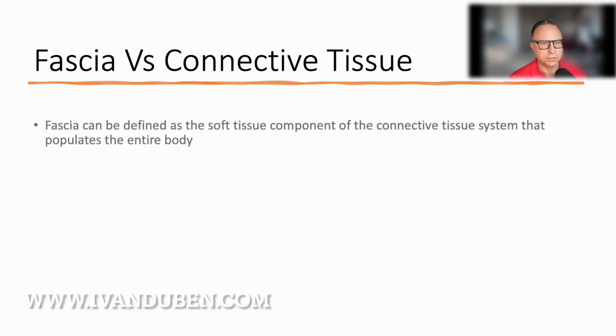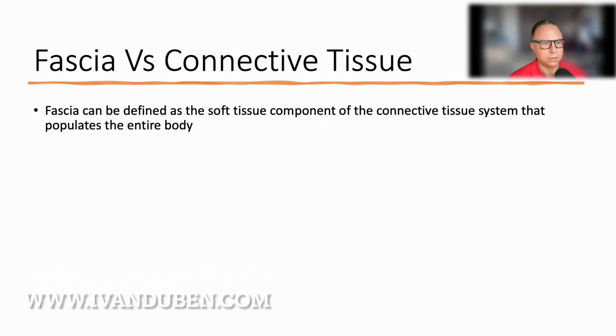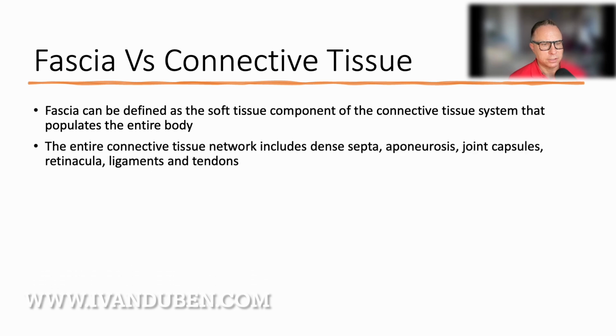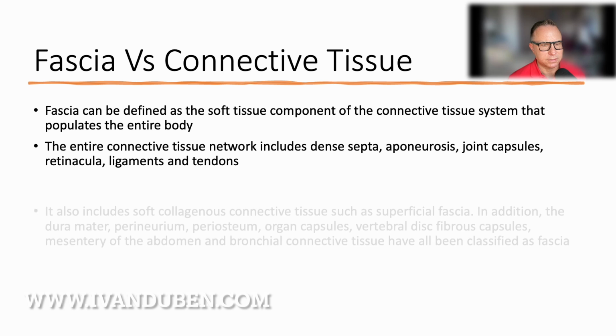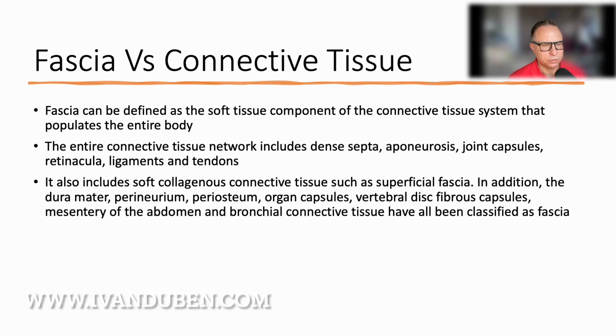Defining fascia versus connective tissue. Fascia can be defined as the soft tissue component of the connective tissue system that populates the entire body. The entire connective tissue network includes dense septa, aponeuroses, joint capsules, retinacula, ligaments, and tendons. It also includes soft collagenous connective tissues, such as superficial fascia.